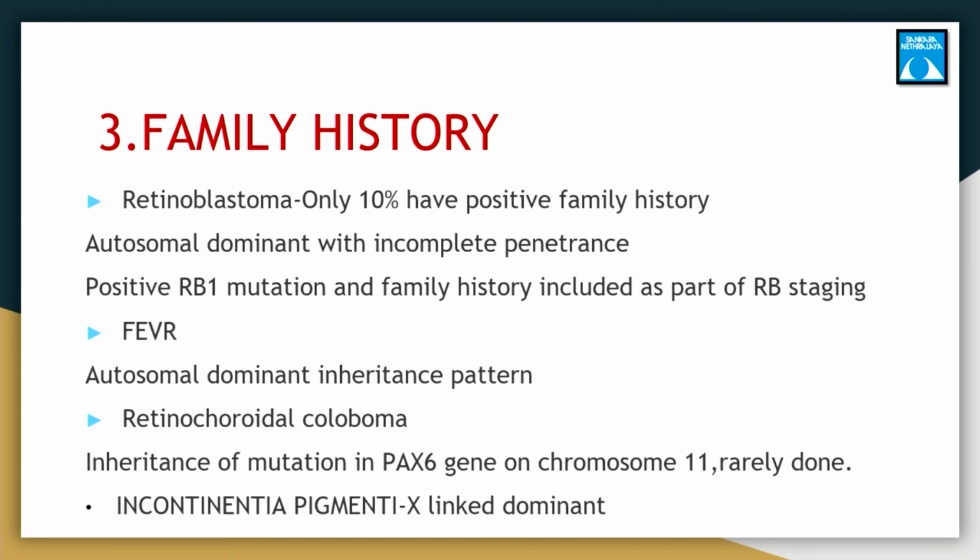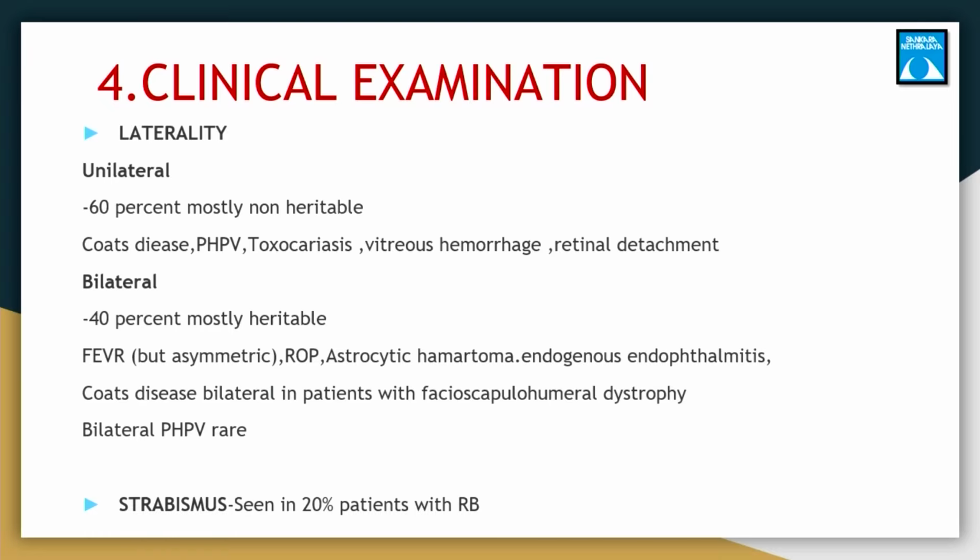It is autosomal dominant with incomplete penetrance, and the positive RB1 mutation has also been included as a part of the RB-TNM staging. FEVR, it is autosomal dominant inheritance. Retinal coloboma, which also presents as a leukocoria, has a mutation in the PAX6 gene on chromosome 11. Incontinentia pigmenti is X-linked dominant.